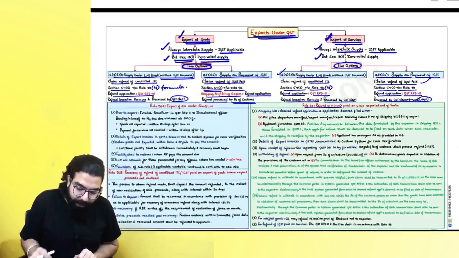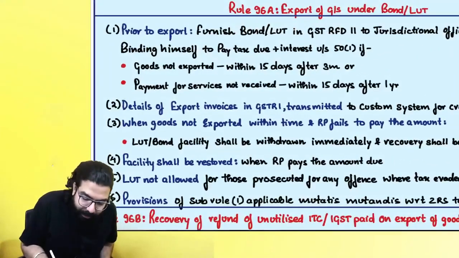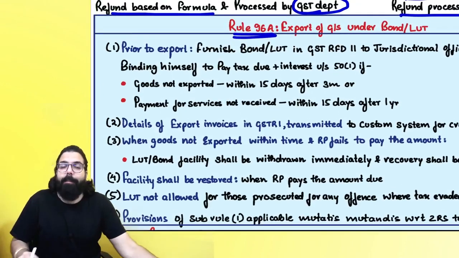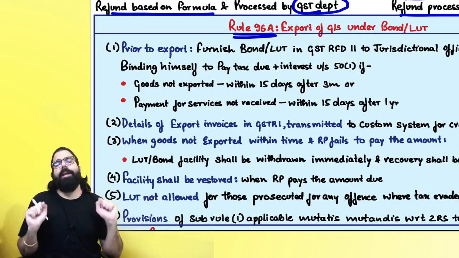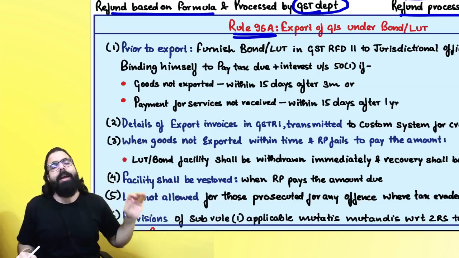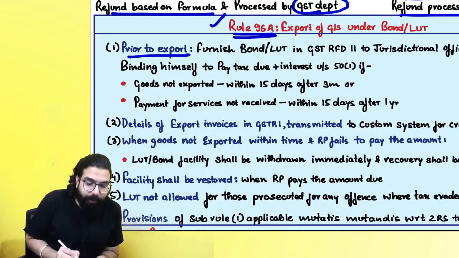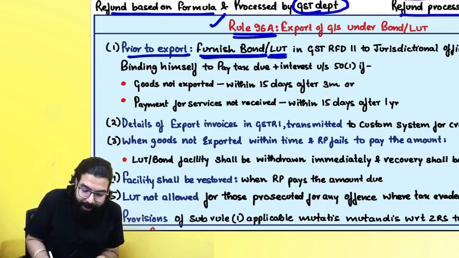Now everyone over here, listen to me very carefully. Whenever a refund is given under rule 96A, basically whenever you are exporting under bond or LUT, you are giving a bond or LUT, and at that time the ITC refund is given. What is the procedure? Prior to export, you should furnish your bond or LUT in GST RFD-11 to your jurisdictional officer.